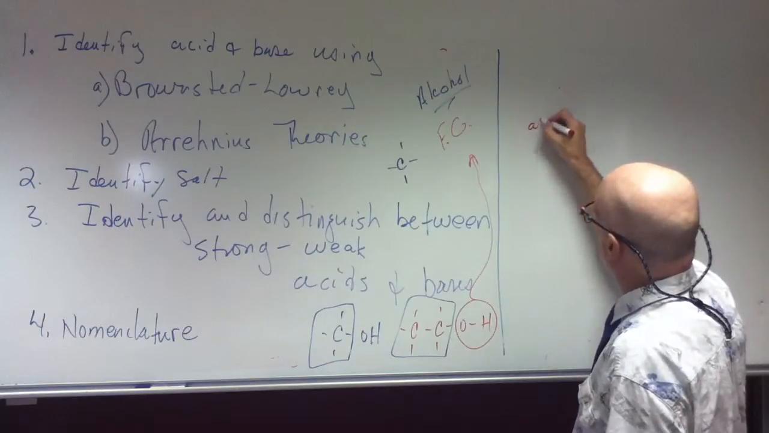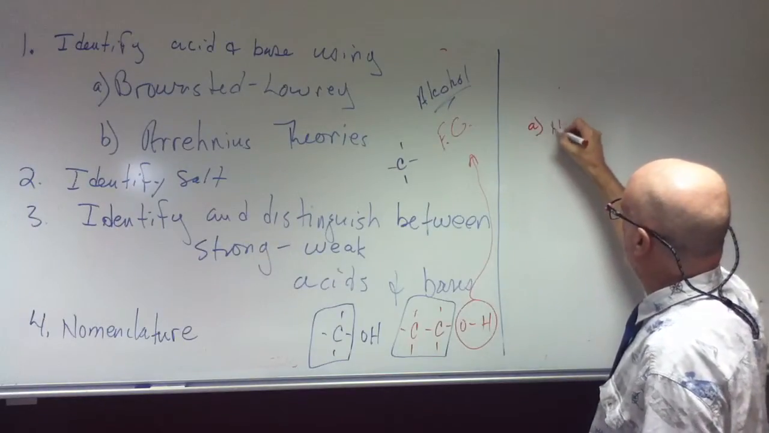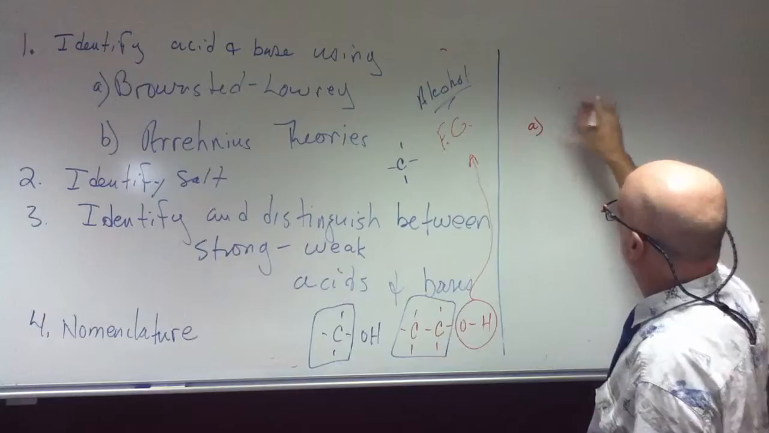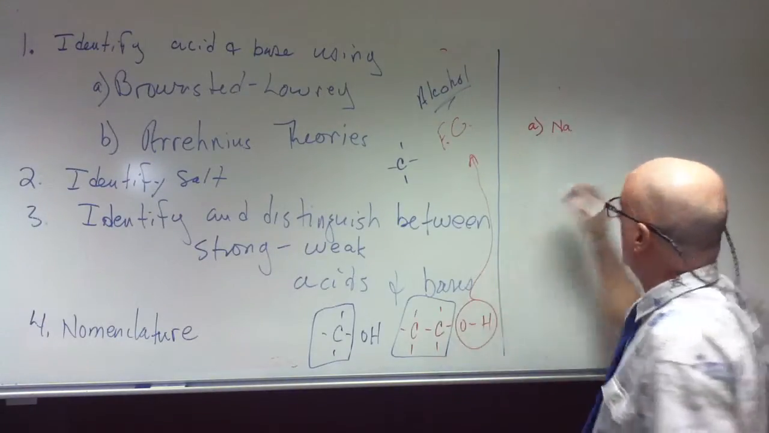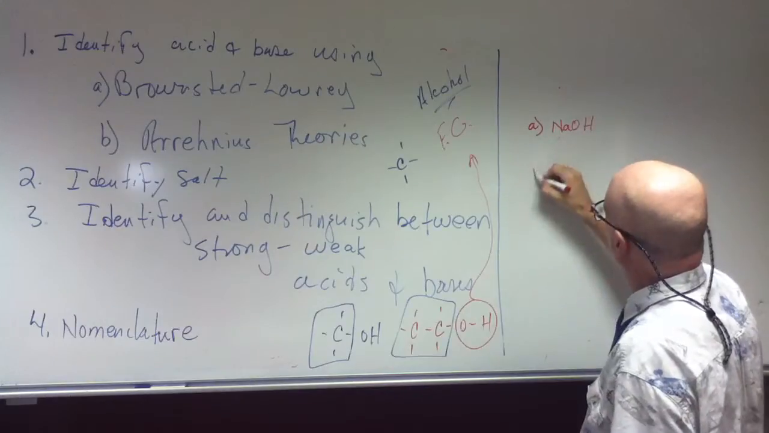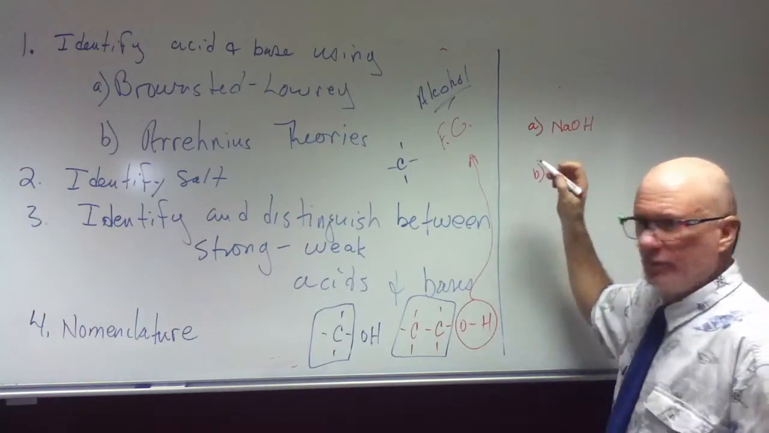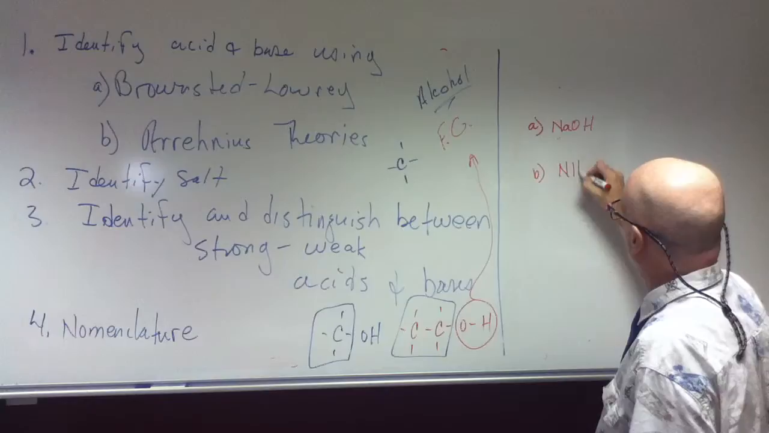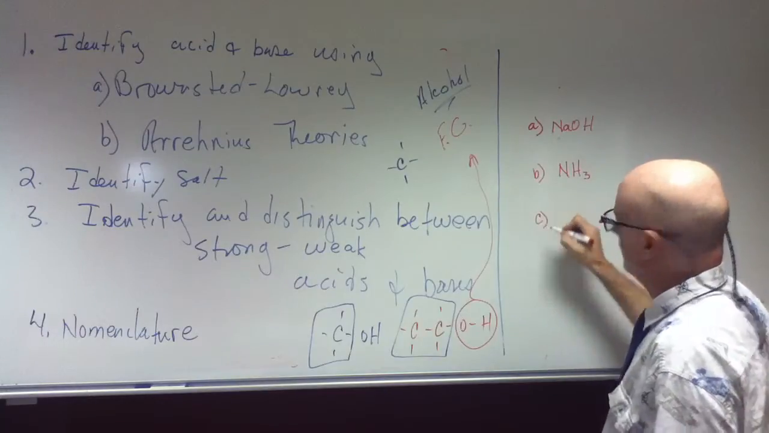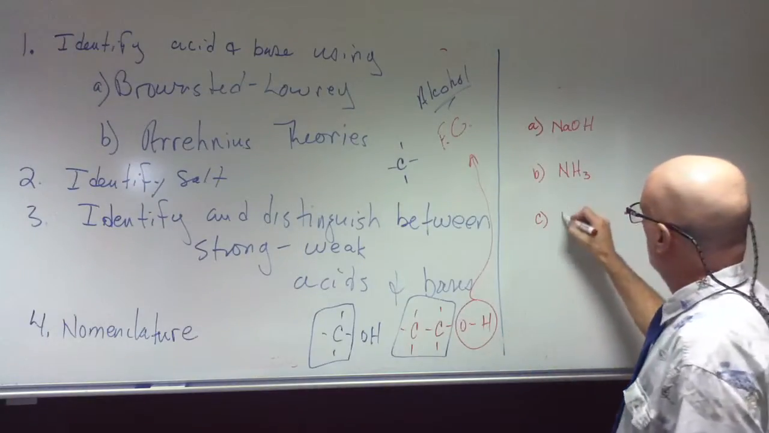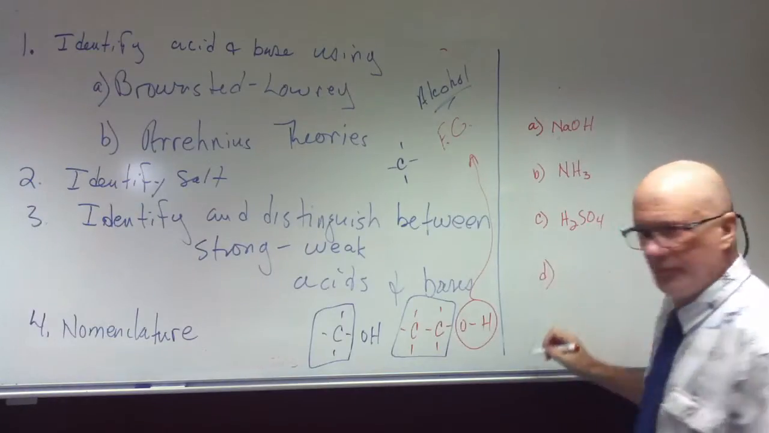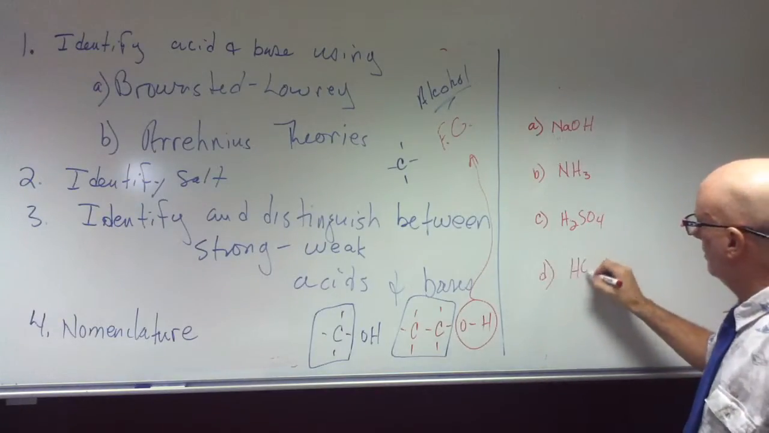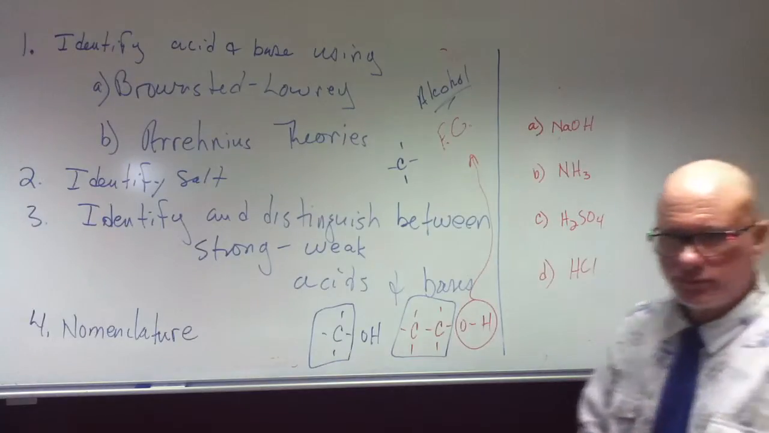Okay? So what's A? NaOH. B. NH3. How about C? H2SO4. How about D? HCl.